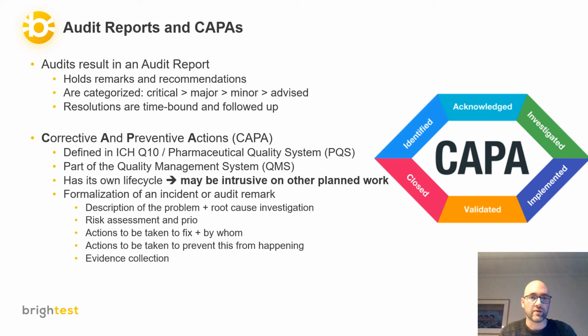So the CAPA system allows you to formalize any incident or audit remark with a description of the problem, the root cause, risk assessments and priorities, the actions to be taken, and then all of the evidence that's needed. So the actions to be taken in short term and long term, to be clear, as discussed before.